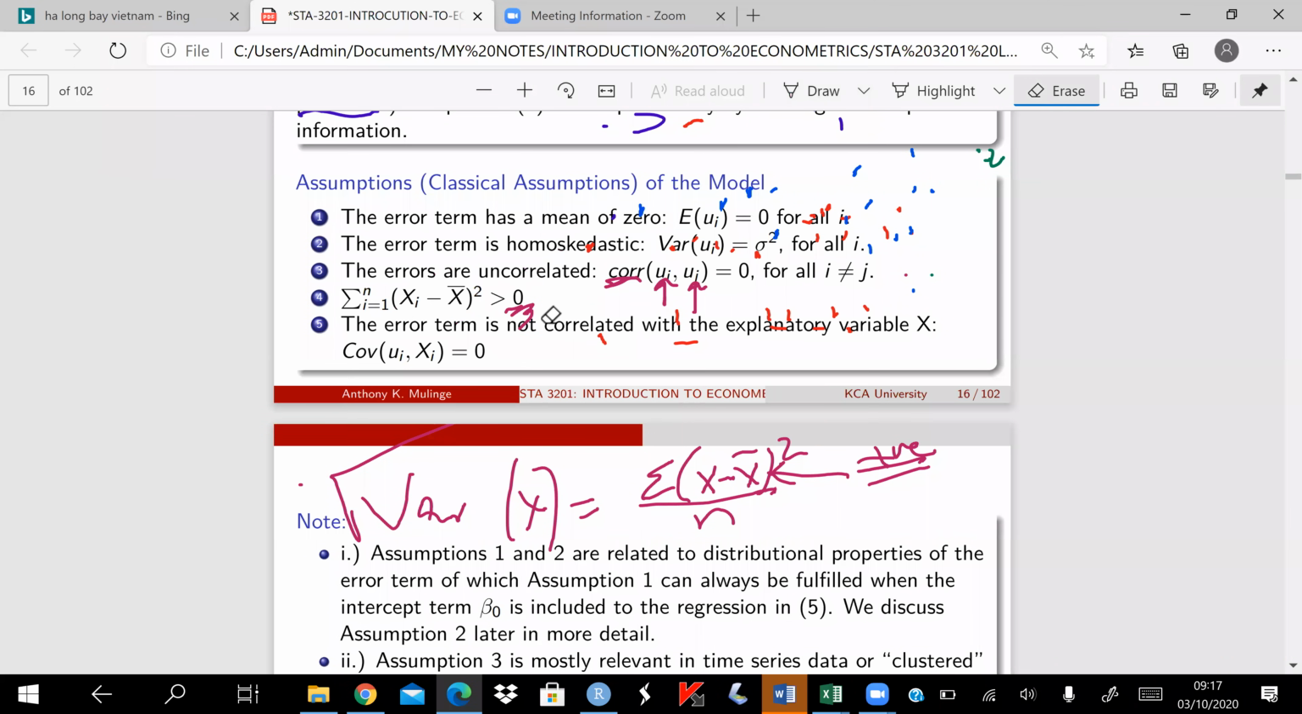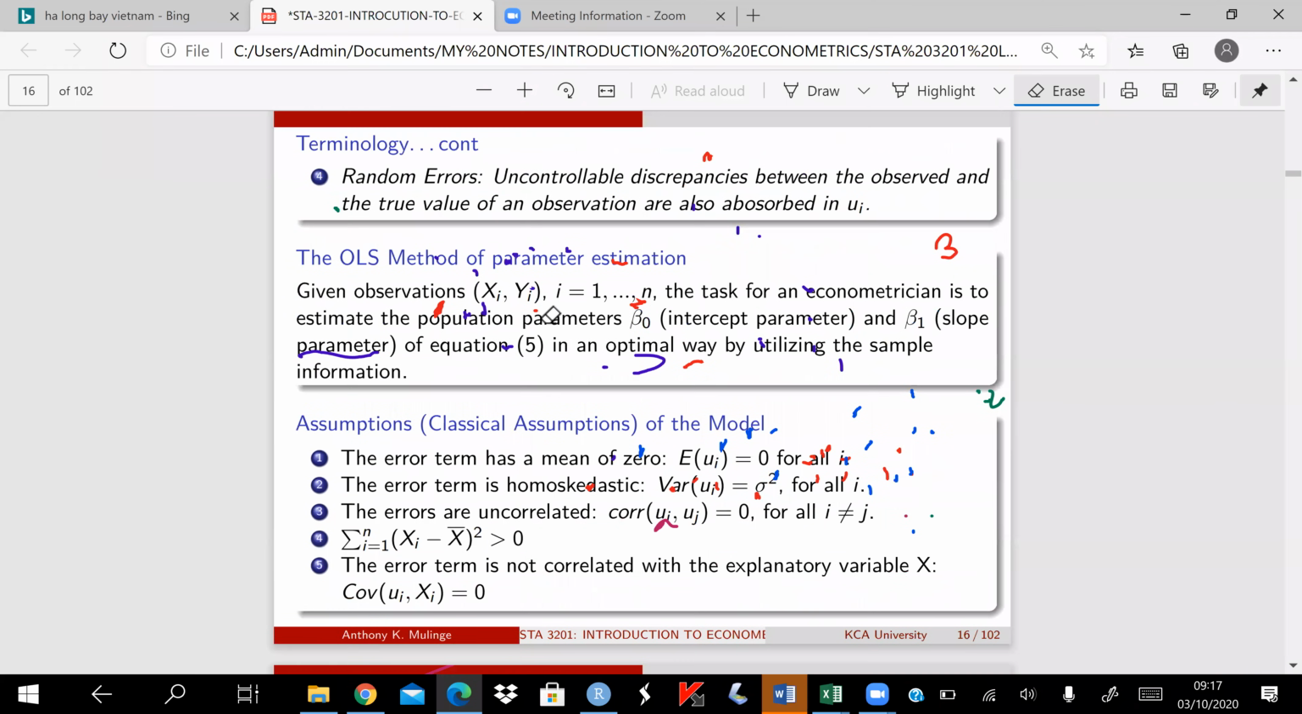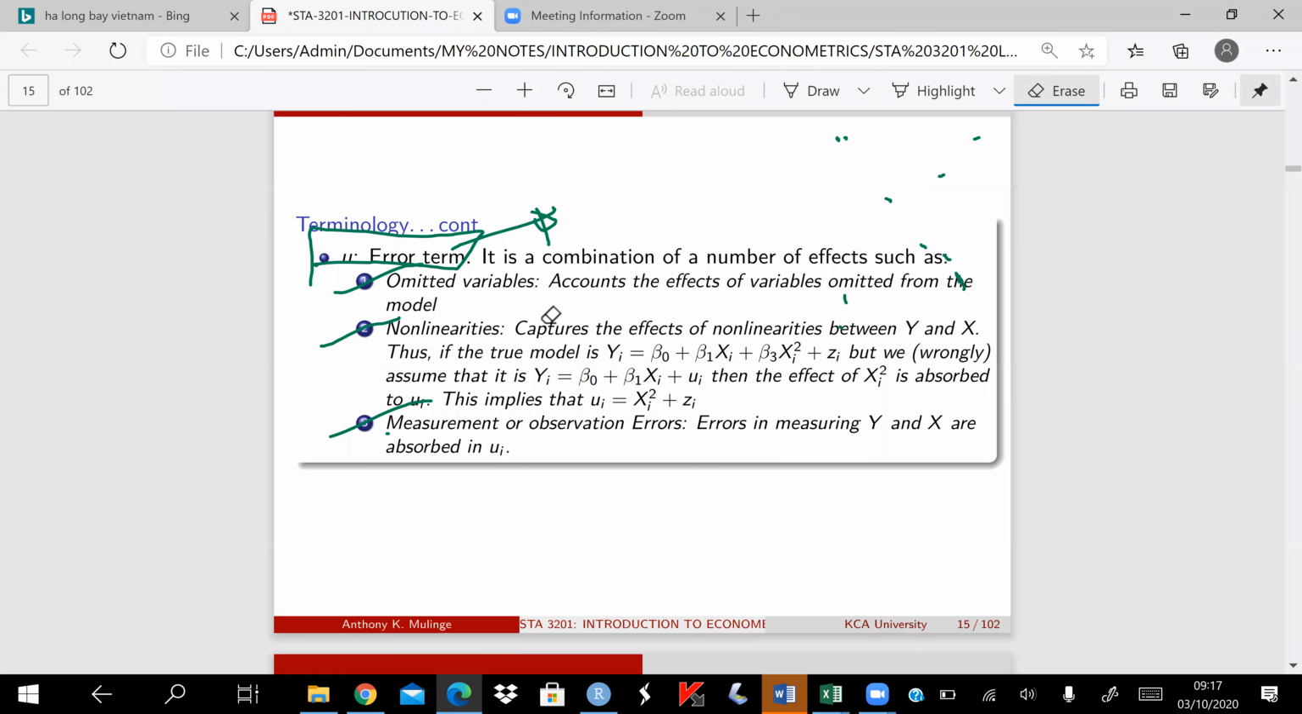Okay, so then finally, assumption number 5 is that the error term is not correlated with the explanatory variable x. So that points to what we said here about number 2, non-linearities. Sorry, number 1 and number 2 actually. So let's talk about number 2.